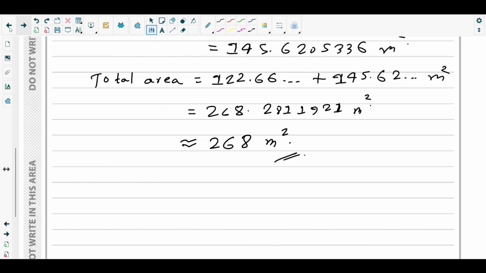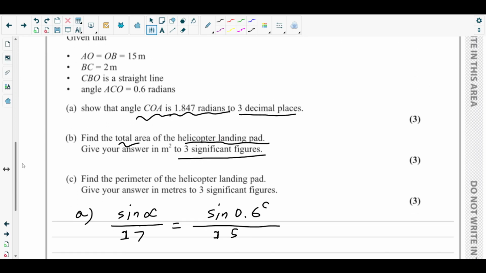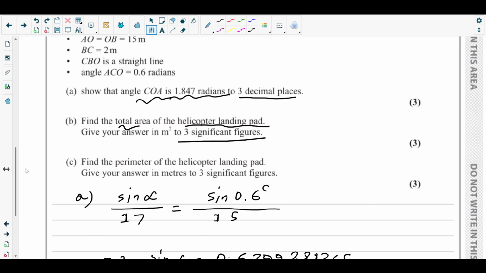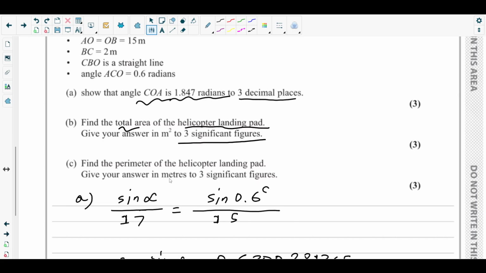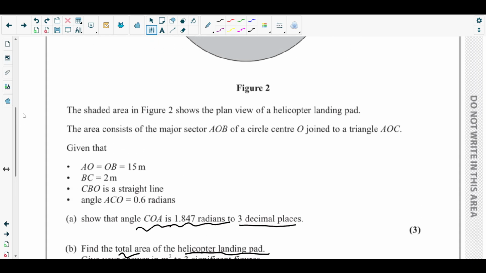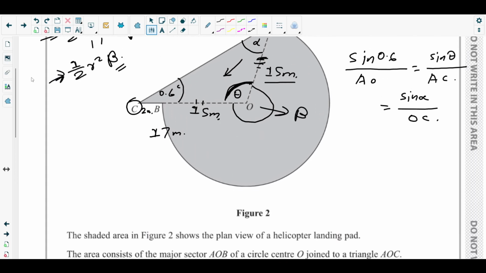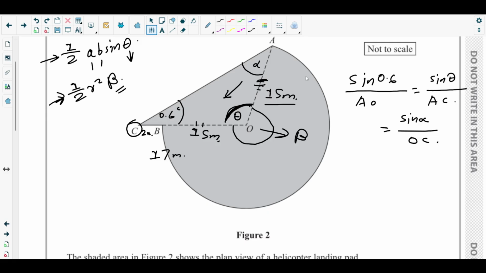That's the answer. Simple. Okay, next one, find the perimeter of the helicopter landing pad, giving your answer in meters to 3 significant figures. We need to find out the perimeter. Perimeter means the border length. So perimeter has to be divided into some parts. We got the major arc, because we are talking about the border. So the major arc AB, we need to find out its length.